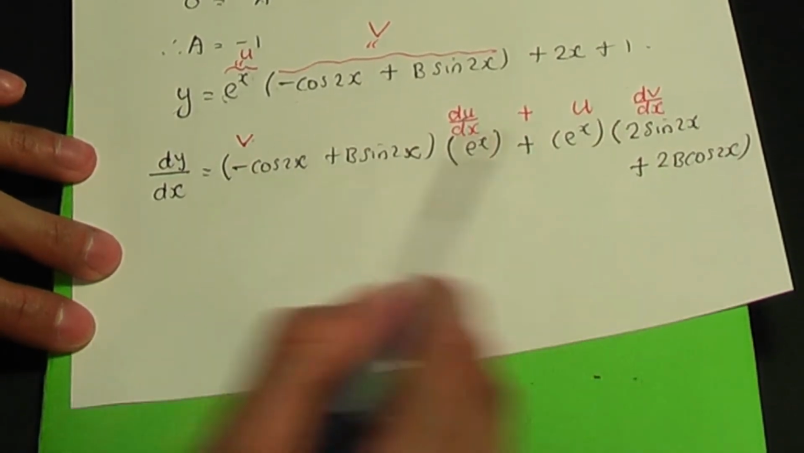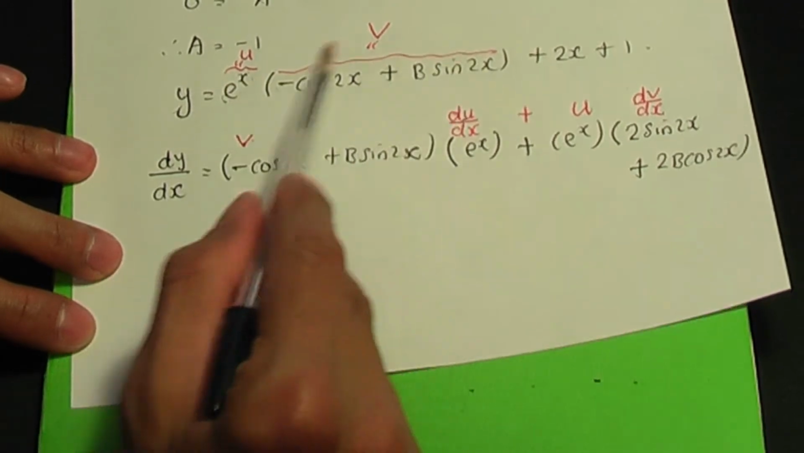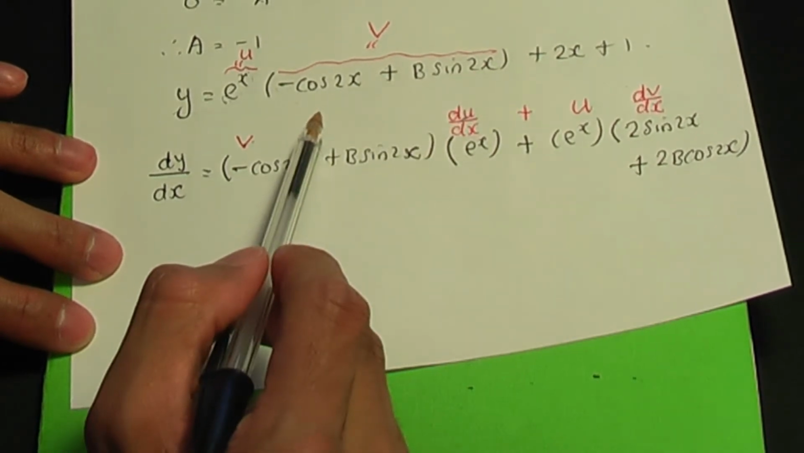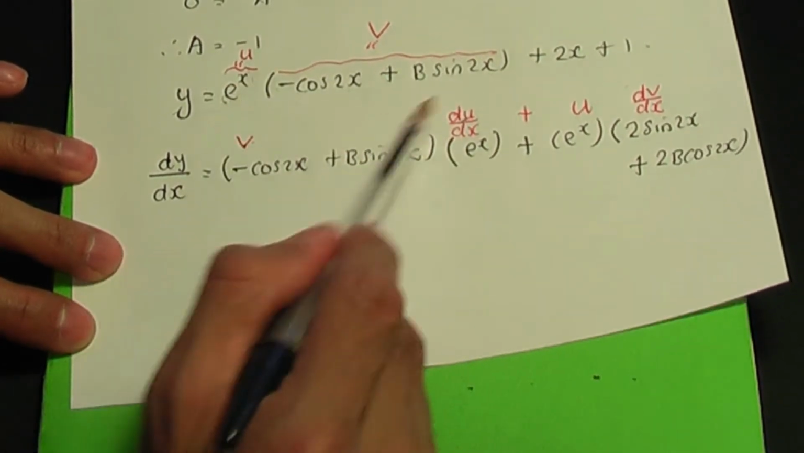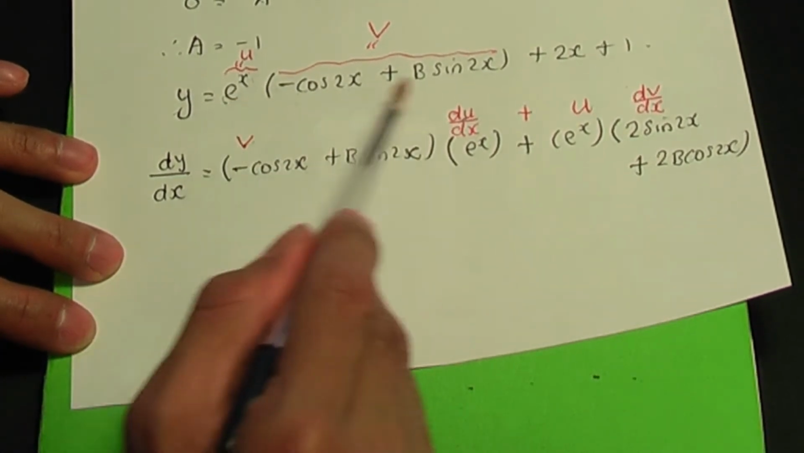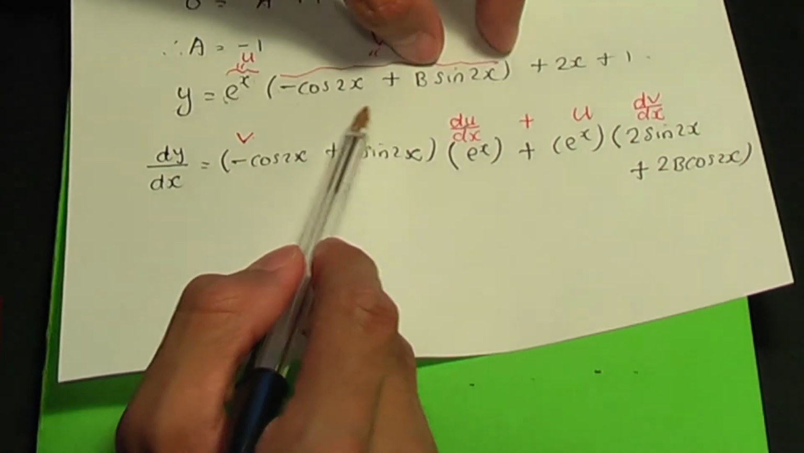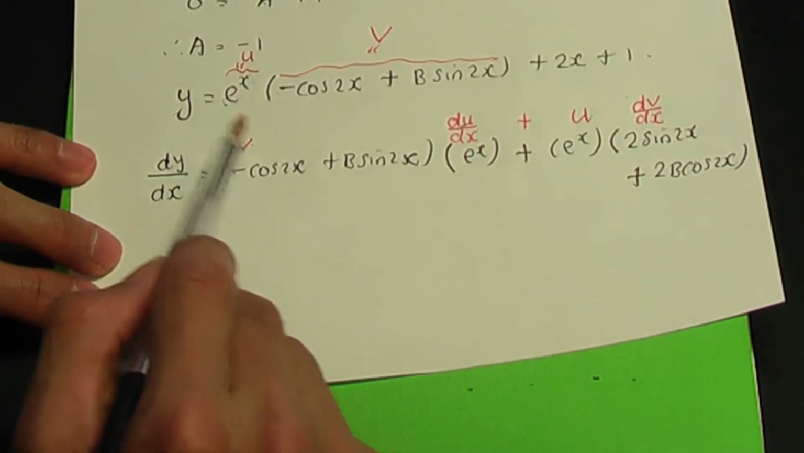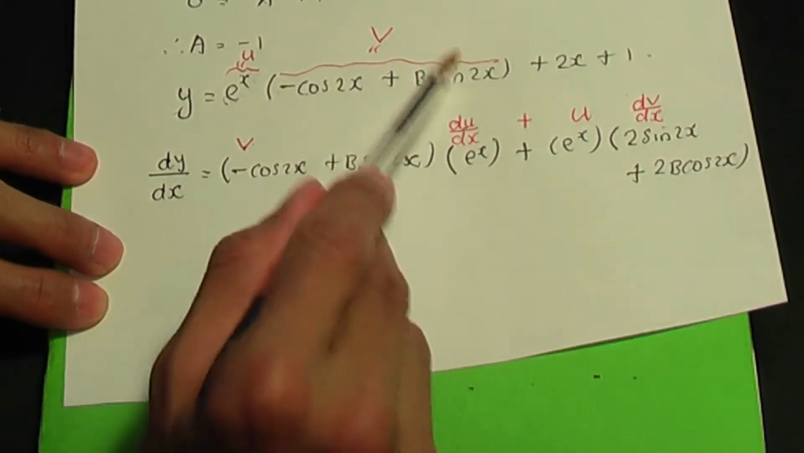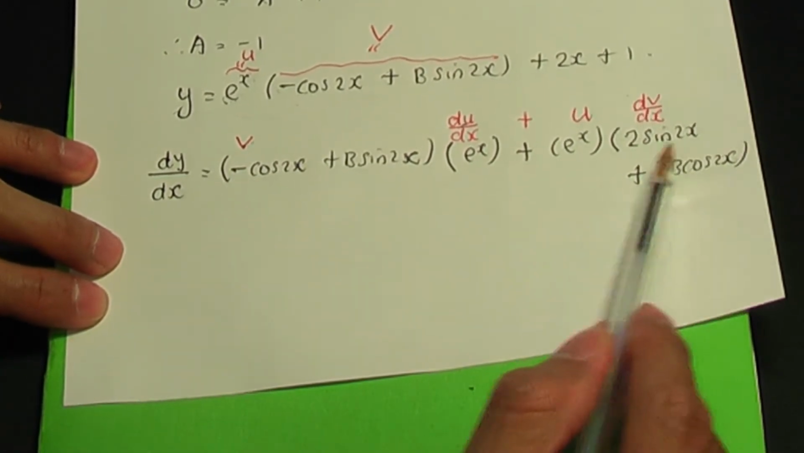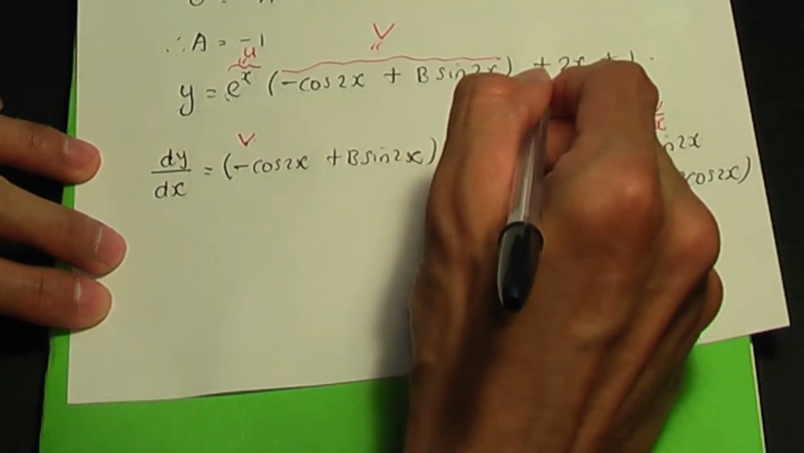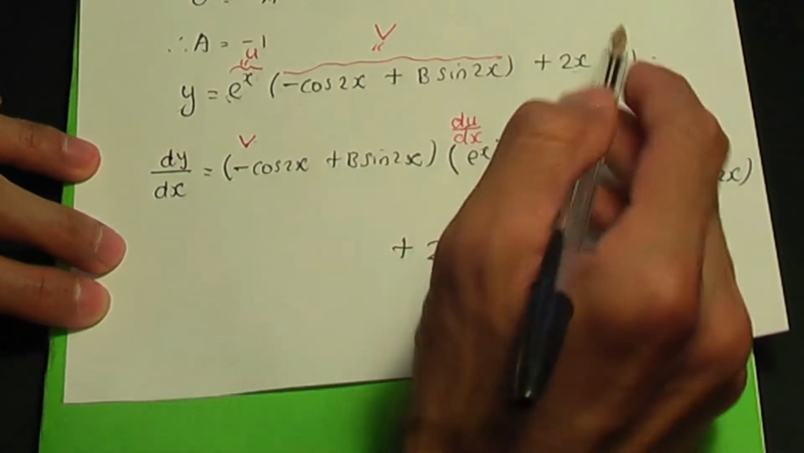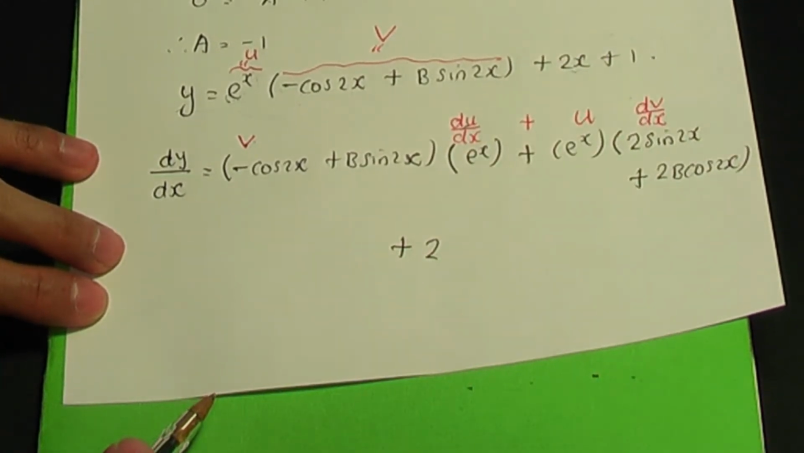So I applied the product rule to this term as a whole, e to the x into minus cos 2x plus b sine 2x. This is by far faster. If you multiply the brackets first, you'll be using the product rule twice, but if you apply it to this term as it is, you'll be applying it once. So apply your product rule carefully. And don't forget this term here: plus, when I differentiate 2x, it's 2. When I differentiate a constant, we know it's 0.